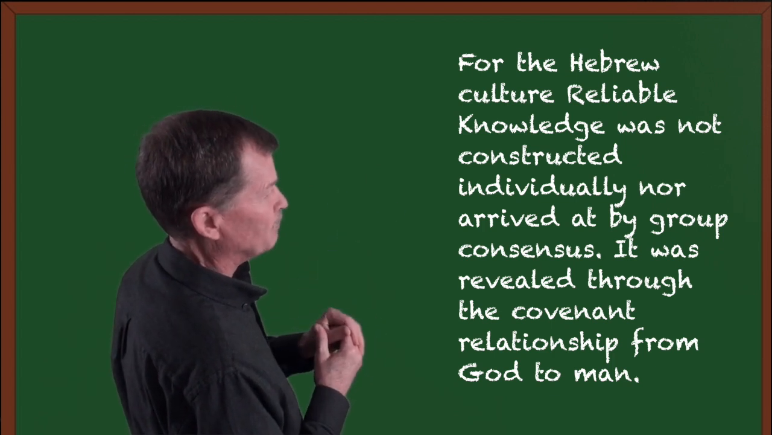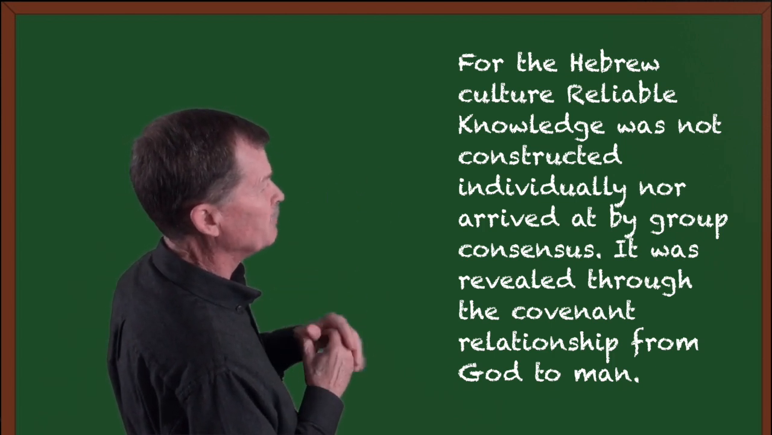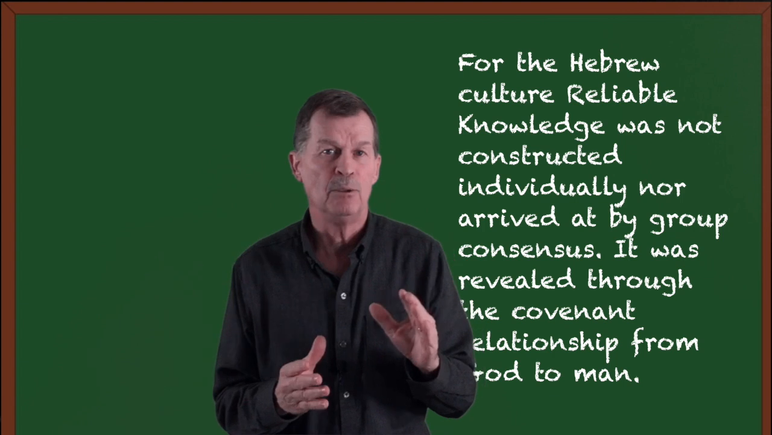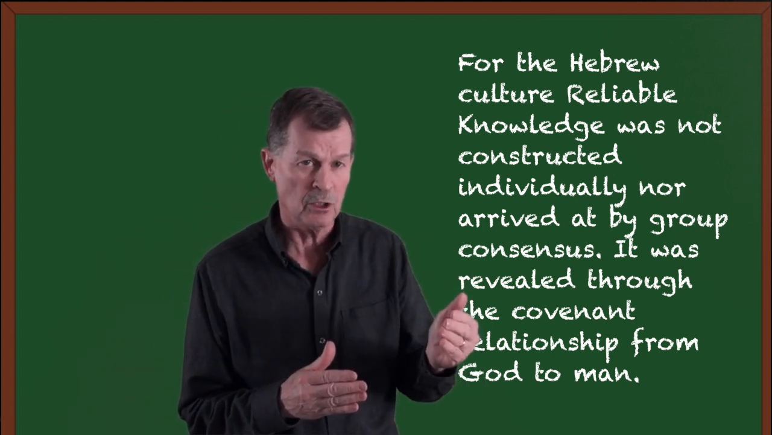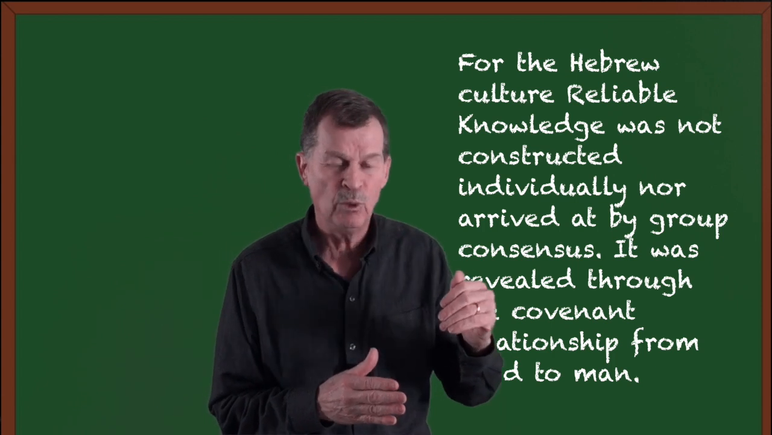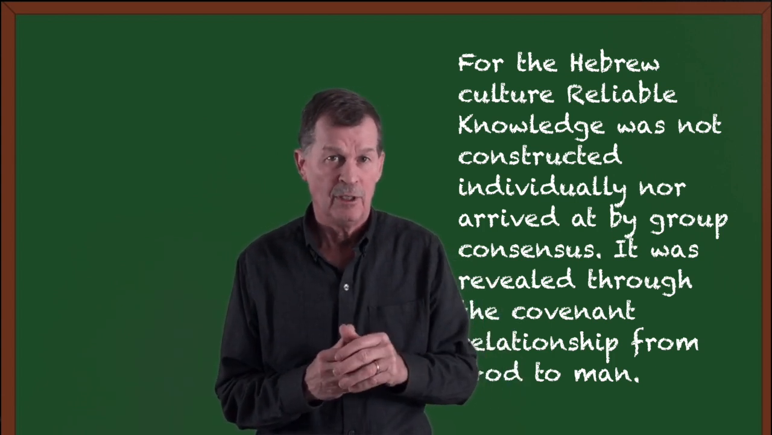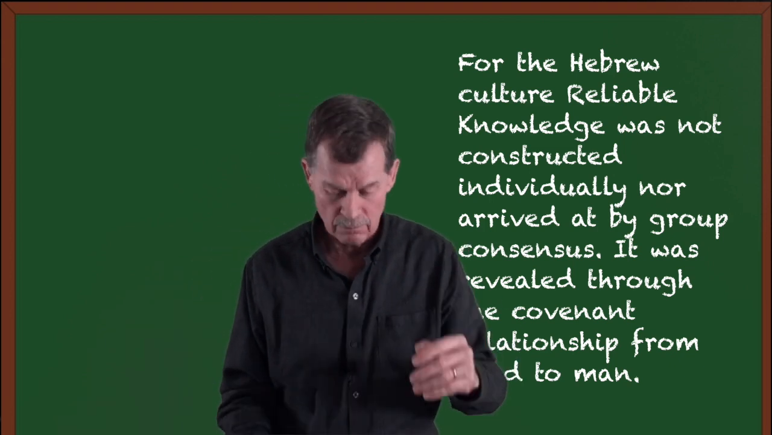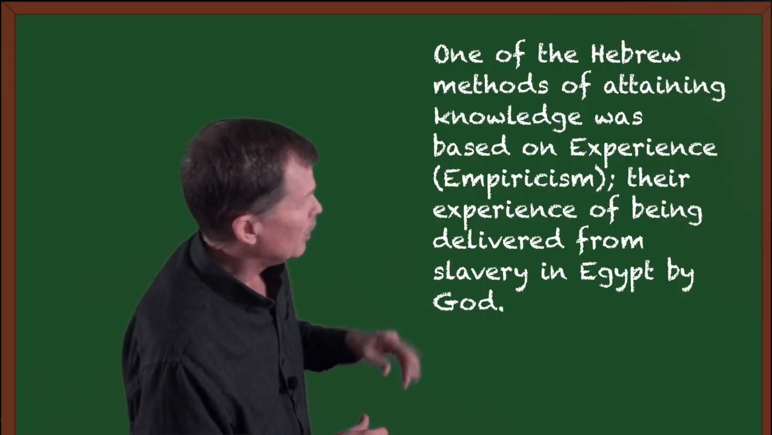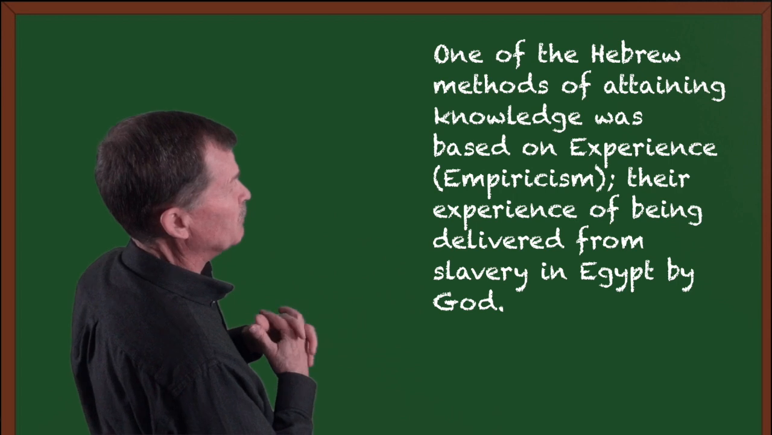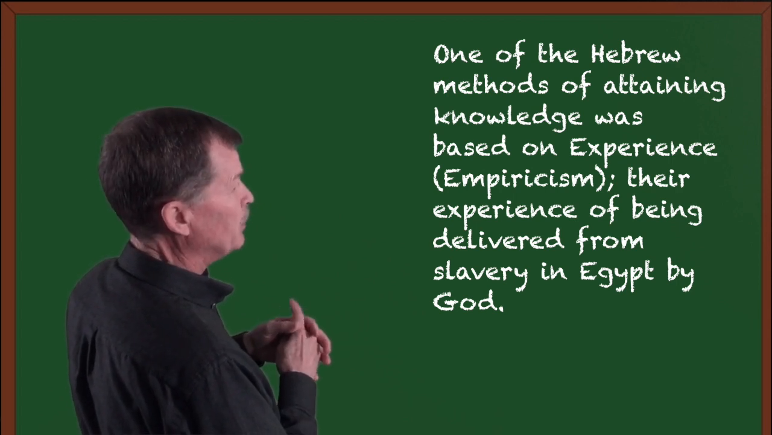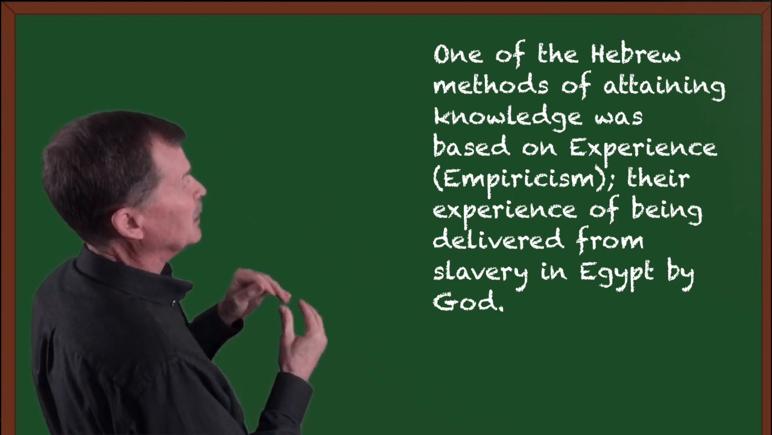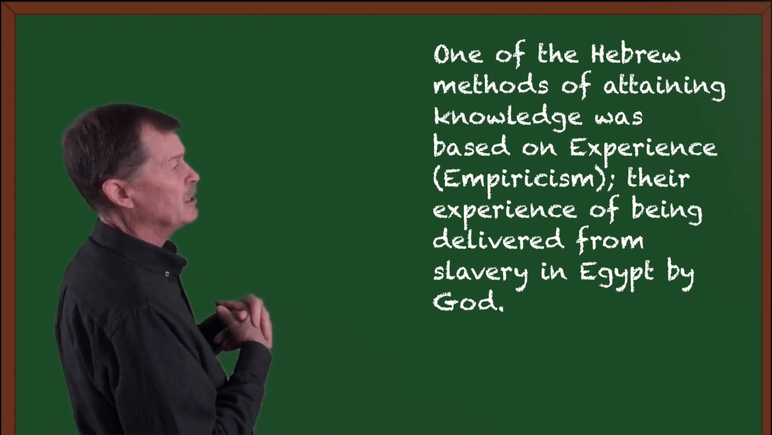It was revealed. So knowledge was revealed through the covenant relationship from God to man. So the method of getting to reliable knowledge for the Hebrew nation was by relationship to their God. And so their God is the one that led them, that gave them wisdom and knowledge. One of the Hebrew methods of attaining knowledge was based on empiricism, experience: their experience of being delivered from slavery in Egypt by God.